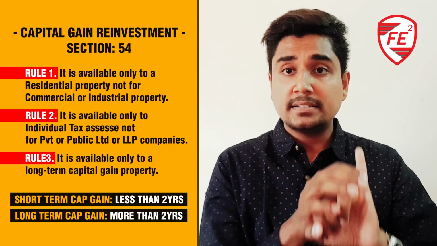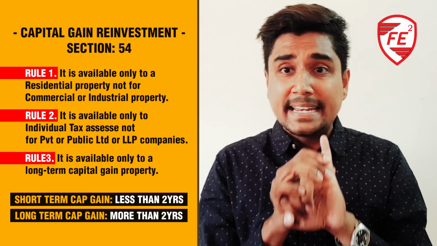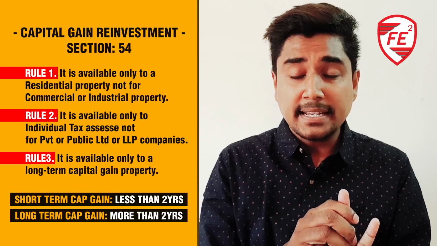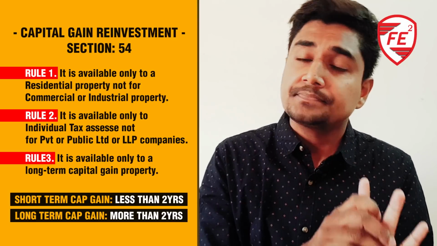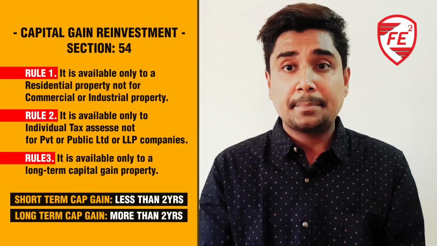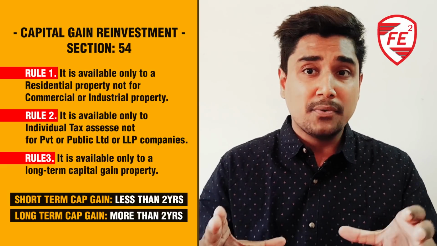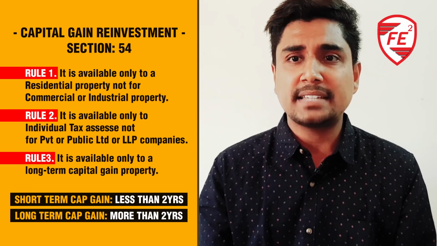I repeat, at first you have to be an individual tax assessee or HUF tax assessee. It has to be a residential property. That's rule number 2. Number 3, it has to be a long-term capital gain property. These are the 3 rules you have to satisfy before making use of section 54.